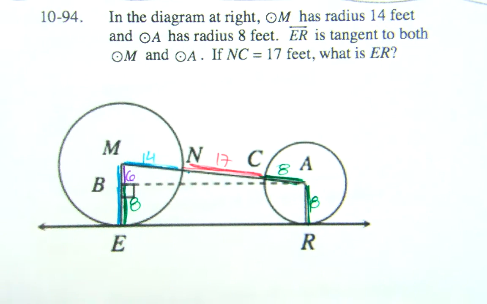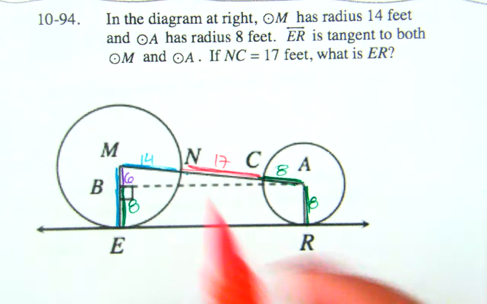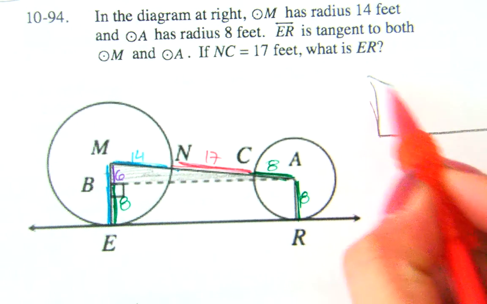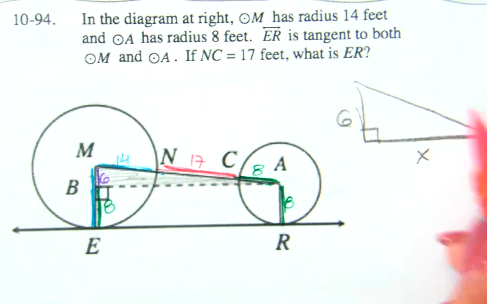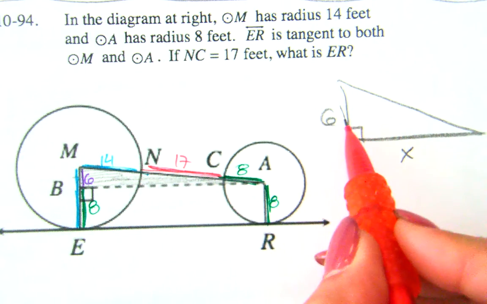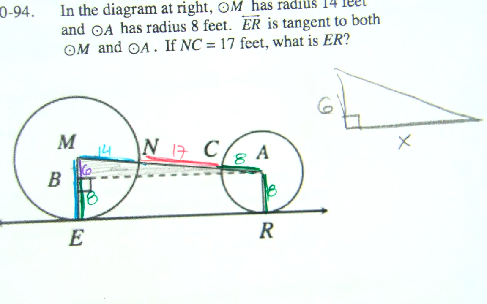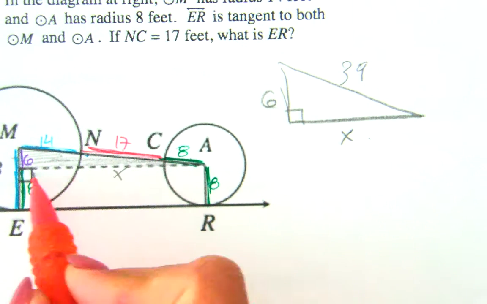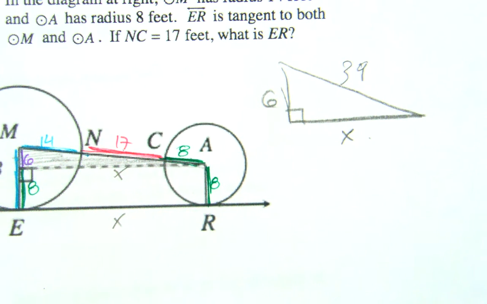So the triangle that we want to deal with is, where's my pencil? We're going to pull this triangle apart, away from it. So this is going to be 6, and this is what we want to find. There's a 90-degree angle right there. And then 14 plus 17 plus 8, that's 39. So your hypotenuse is going to be 39, and x, which is this part right here, is really just the same thing as the distance from E to R. So use the Pythagorean theorem, figure out what x is.